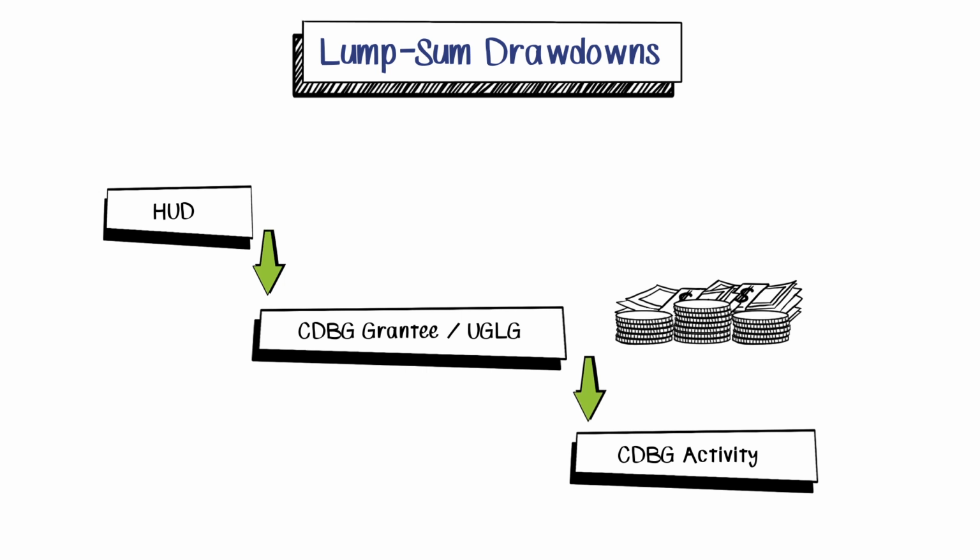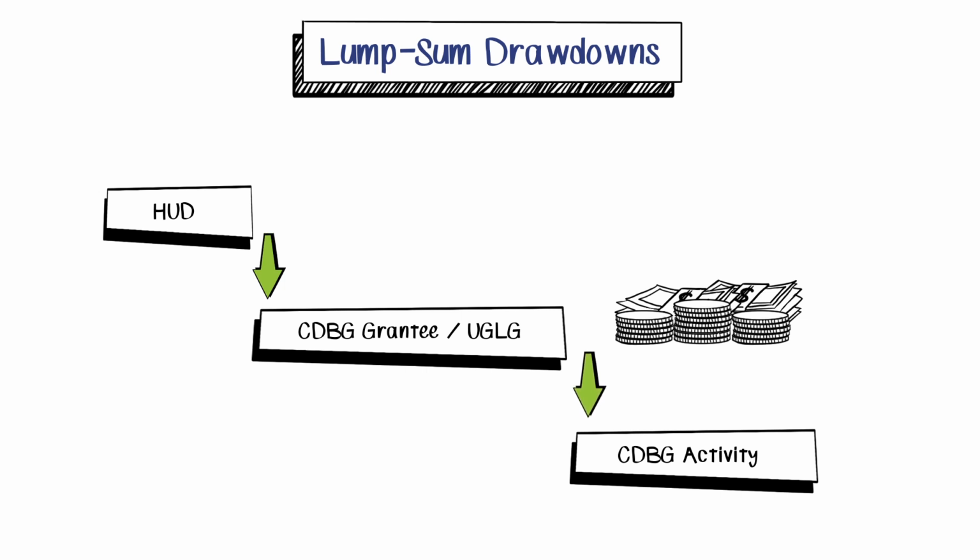Normally, CDBG funds are drawn from HUD's IDIS system, as they are needed for activity costs that are incurred over time, rather than as a lump sum at the beginning of the project. A single activity may have several drawdowns in order to comply with the uniform administrative requirements, which prohibit drawdowns in advance of cash need.